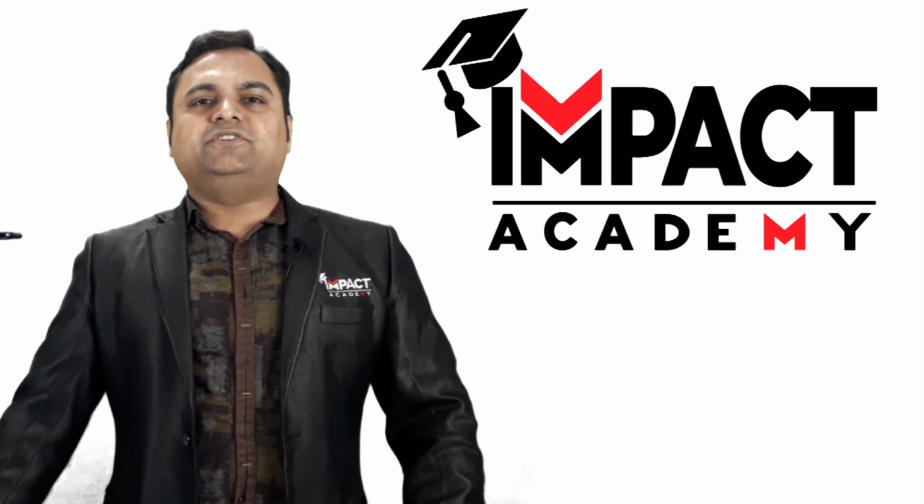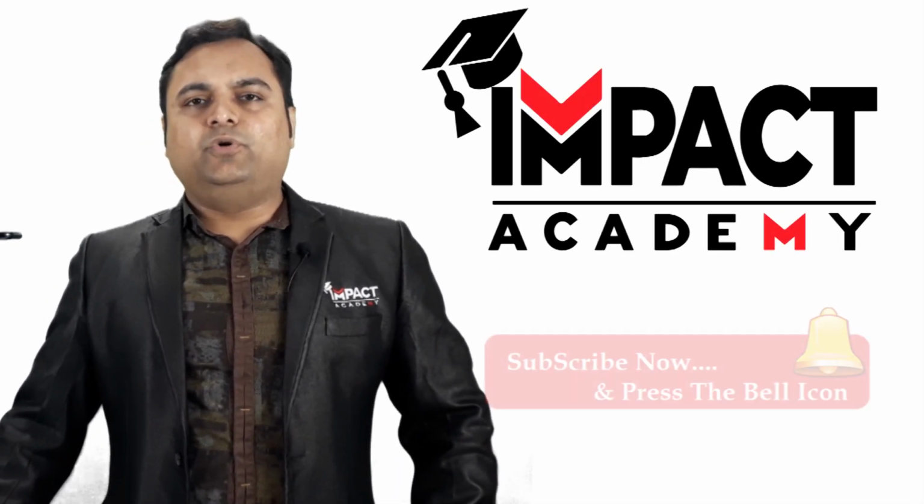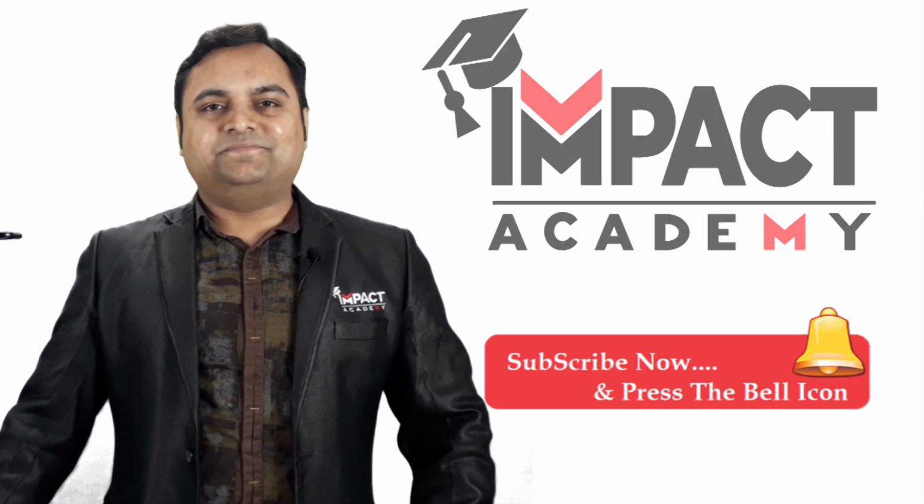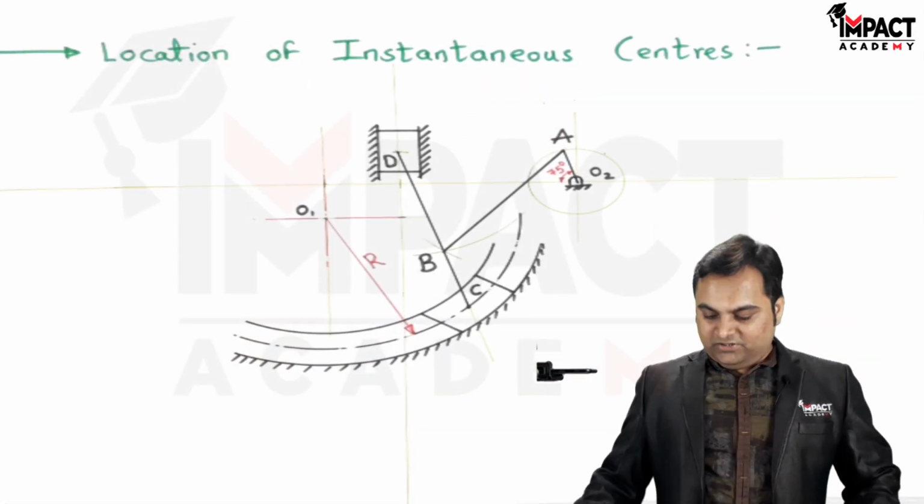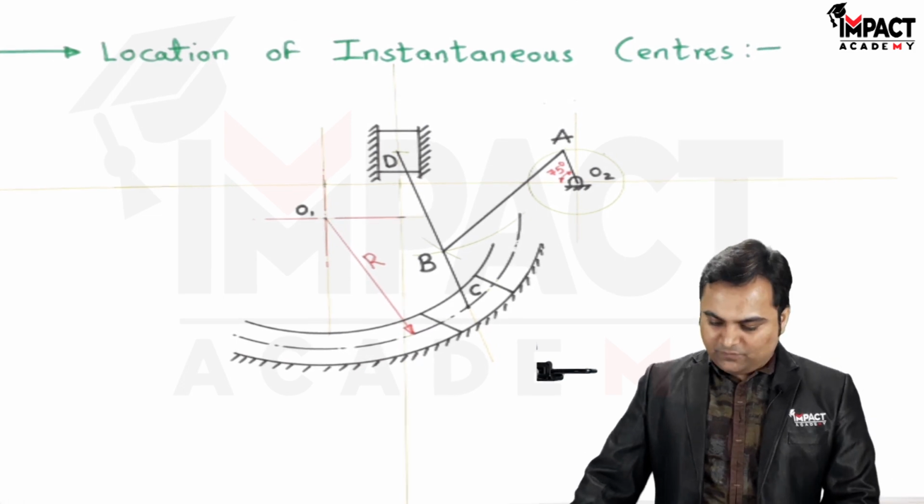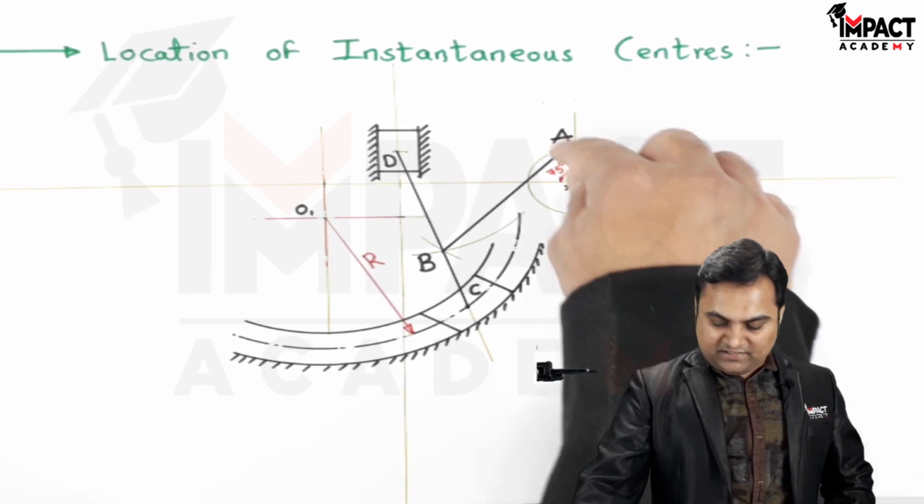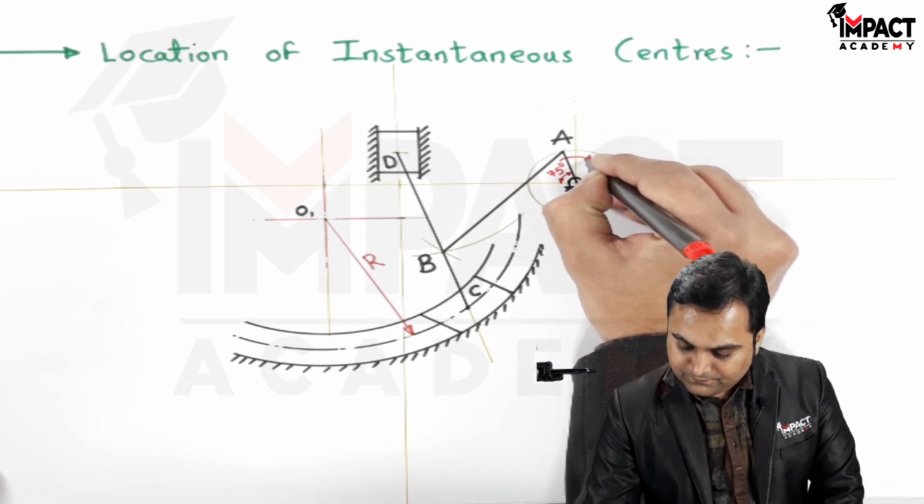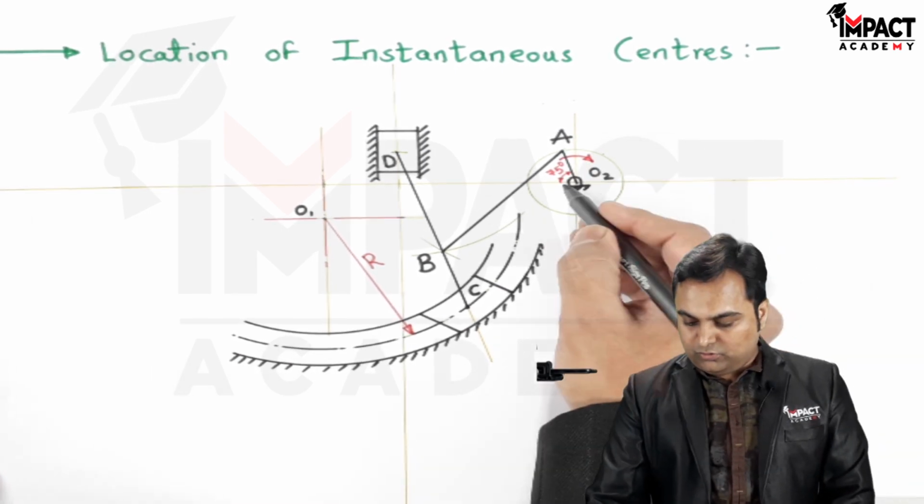Hi friends, here in this video we are going to see how to locate the instantaneous centers. For that, here is the mechanism. Now this is the given mechanism in which we can see there is link O to A which would be rotating, also called as the crank O to A.